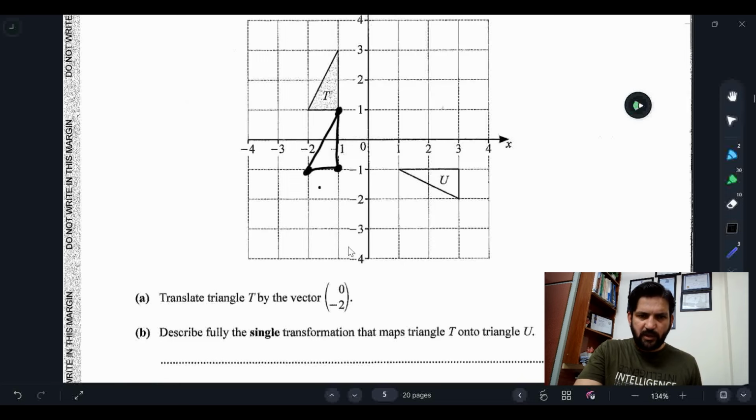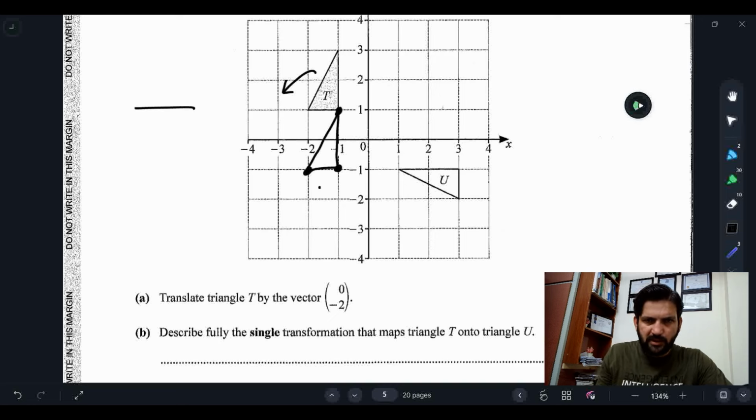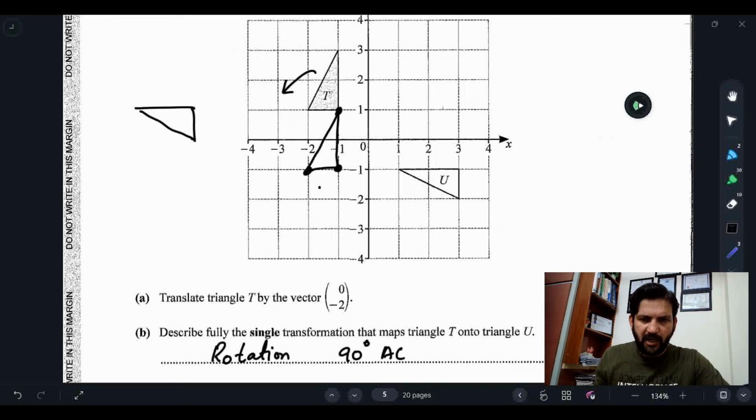Now let's move to this one. Describe fully the single transformation that maps triangle T onto triangle U. We know that this one is not an enlargement, not a translation, and not even a reflection. So we can see that this one is a rotation, and the rotation will be towards this side, because of the shape. We can use tracing paper, or we can directly say that this one is a rotation of 90 degrees, so 90 degrees anti-clockwise.